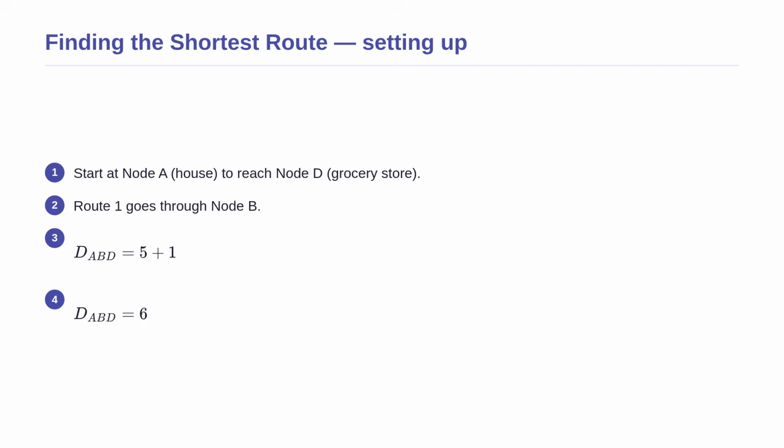Now that we understand the method, suppose you are at node A, your house, and want to reach node D, the grocery store. We have two possible paths. Let us evaluate the first route, which goes through node B. We are given that the distance from A to B is 5 miles and from B to D is 1 mile. We need to calculate the total distance by adding the lengths of each individual segment together. We substitute our given distances into the equation, adding 5 plus 1. This simple addition gives us a total distance of 6 miles for this first route. This gives us a baseline to compare against our other options.